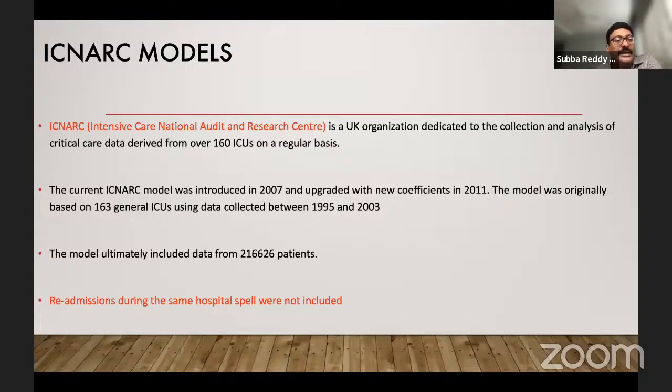So the current ICNARC model was introduced in 2007 and was upgraded with new coefficients in 2011. This model was originally based on 163 general ICUs using data collected between 1995 and 2003. The model ultimately included the data from nearly 2 lakh patients, 2,15,000 patients, and the readmissions during the same hospital spell were not included in this model.